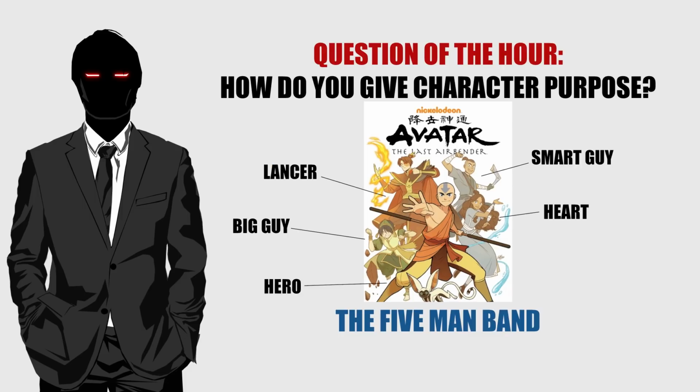While this trope is prevalent in anime, another excellent yet interesting example of the five-man band many in the West might recognize is the legendary Avatar: The Last Airbender. Your standard five-man band consists of 5 major roles: the hero, the lancer, the smart guy, the big guy, and the heart. Now, let's take a quick look at the main characters of Avatar: The Last Airbender.